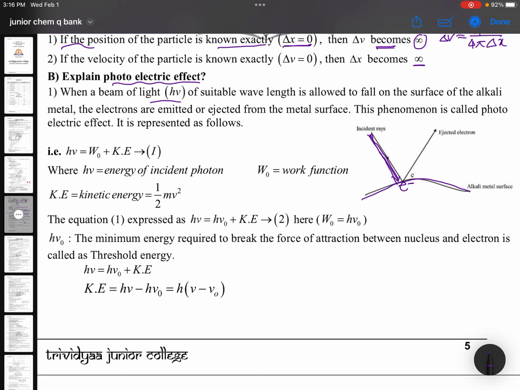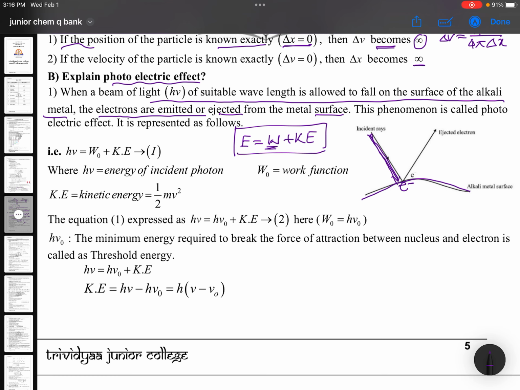When a beam of light of suitable wavelength is allowed to fall on the surface of the alkali metal, the electrons are emitted or ejected from the metal surface. This phenomenon is called photoelectric effect. Okay, now ejection of electrons from metal surface. And this is given as E is equal to W plus K. E is energy that you are giving, W is work function used to remove the electron, and whatever the rest energy is there, that is converted to kinetic energy.